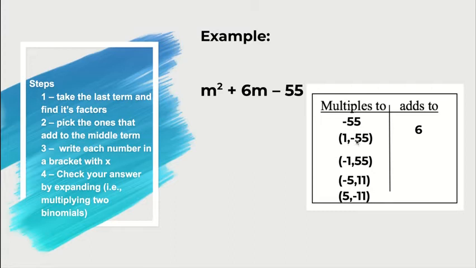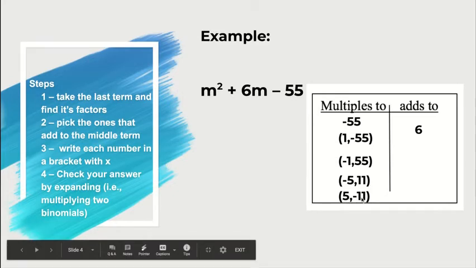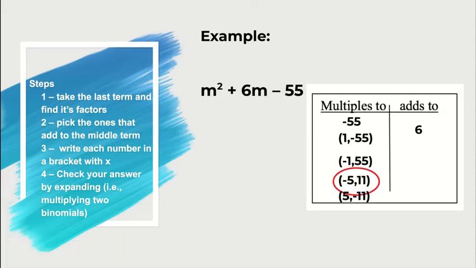So 1 plus negative 55 is equal to negative 54. Negative 1 plus 55 is equal to positive 54. Negative 5 plus 11 is equal to positive 6, and then positive 5 plus negative 11 is negative 6. So this is our answer here, as it gives us positive 6. So we just put those right into brackets. Then, to check your answer, you can expand it out, and you should end up with what you have up here.